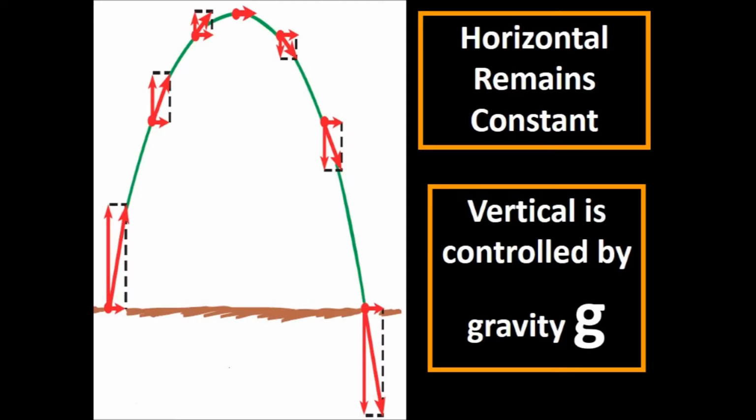Here's another example where you see that the horizontal remains constant and the vertical is controlled by gravity, or g. So when you are doing a type 2 projectile motion problem, you have to determine what the components are. You're given the V naught, which is the vector at an angle. And so you're given the vector and the angle, and then you can find the x and y components and treat them individually.